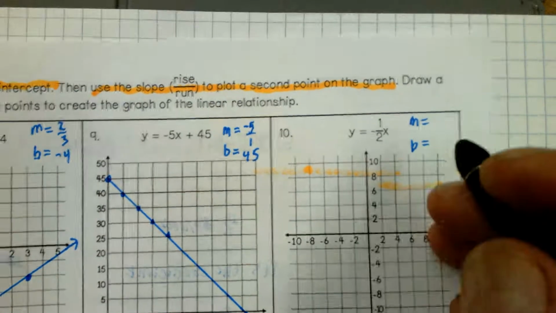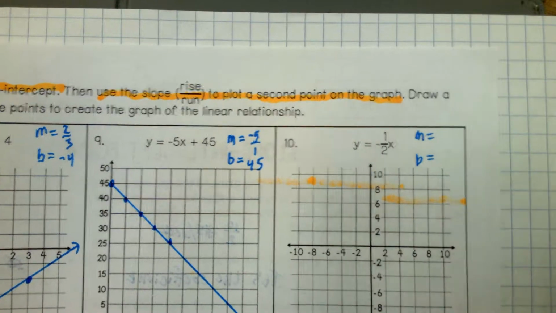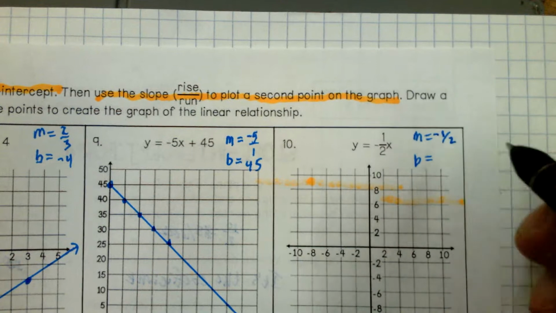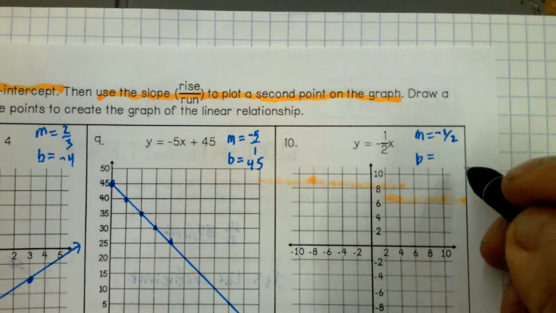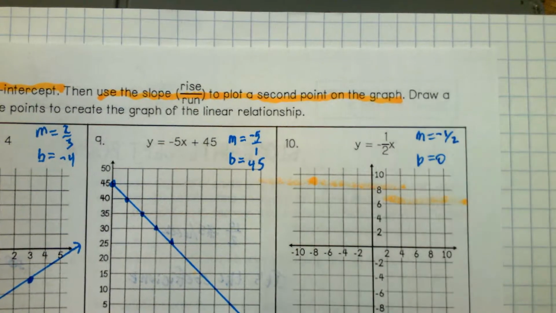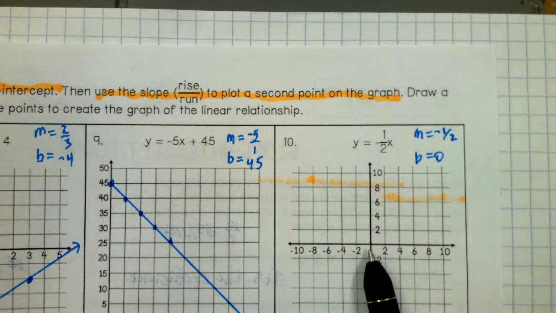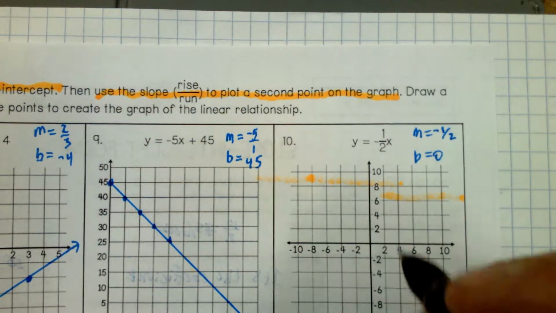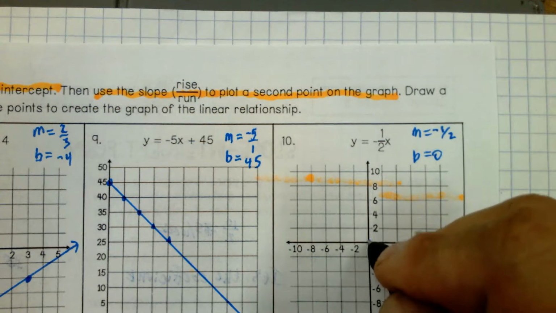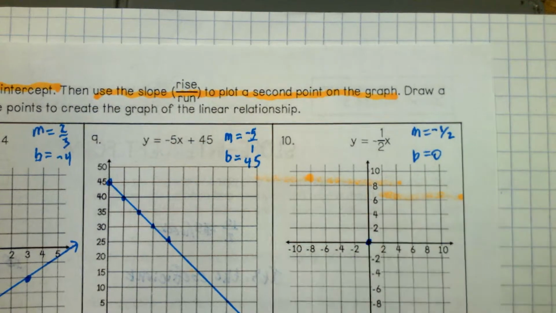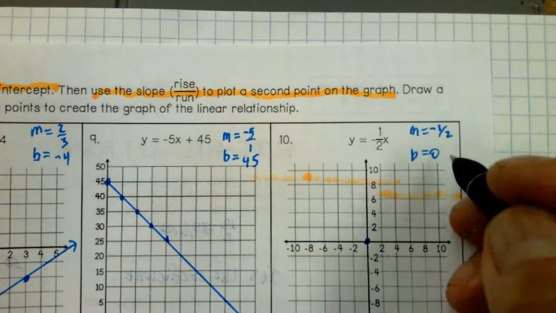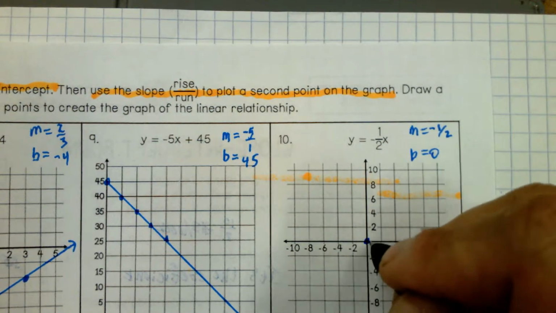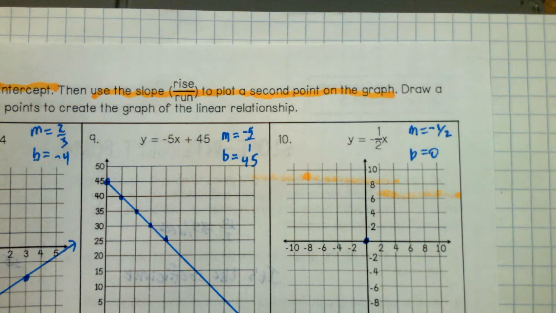Okay, so what's the slope value? -1/2. And how about the b value, the y-intercept? 0. So this one will go through the origin. Okay, so find your y-intercept value at 0. And this is telling me down 1/2.